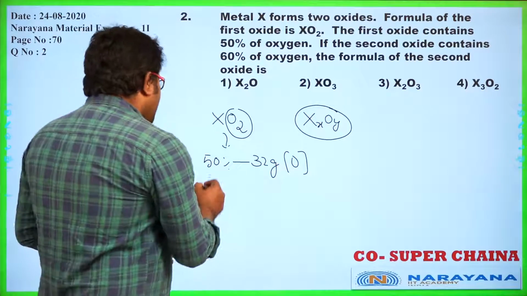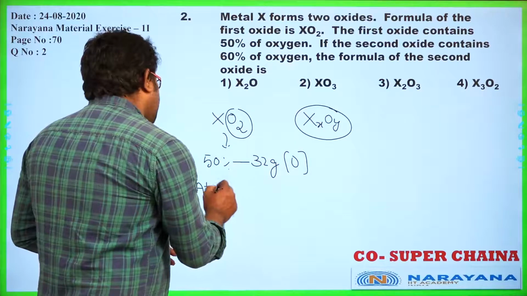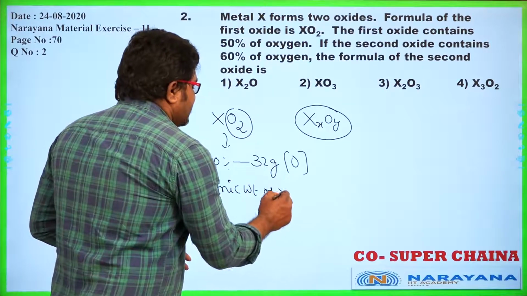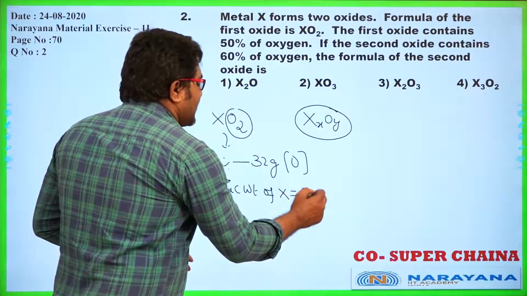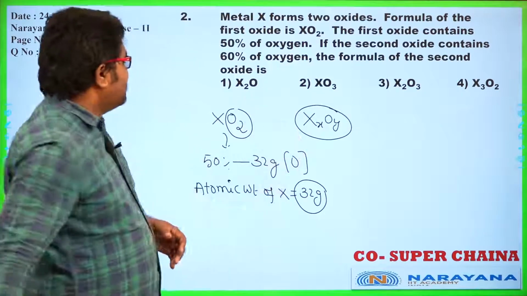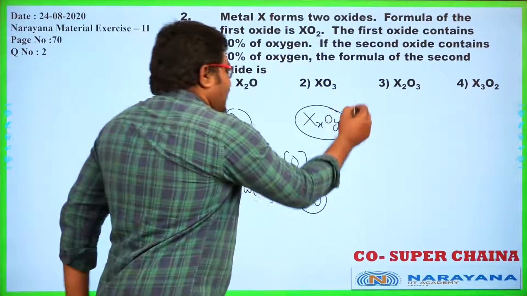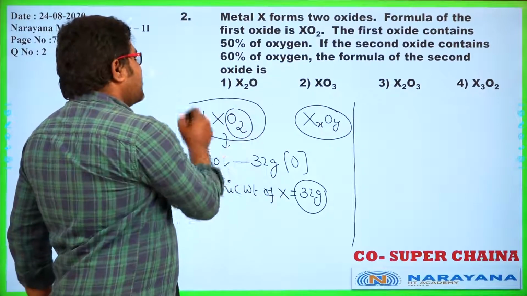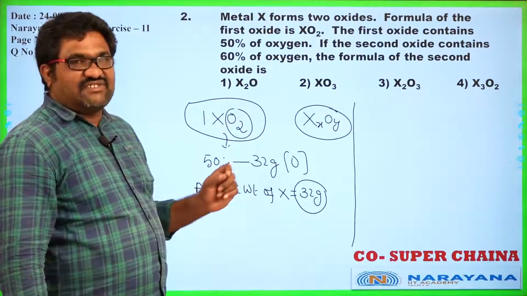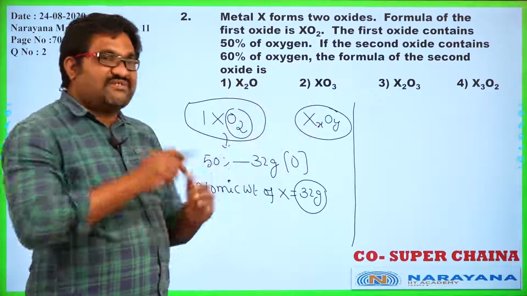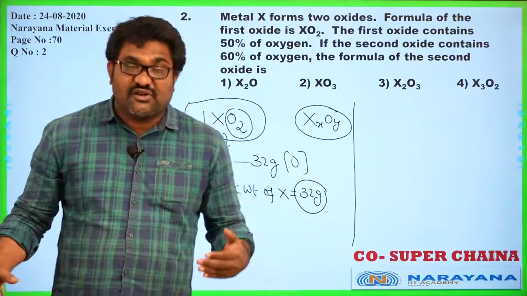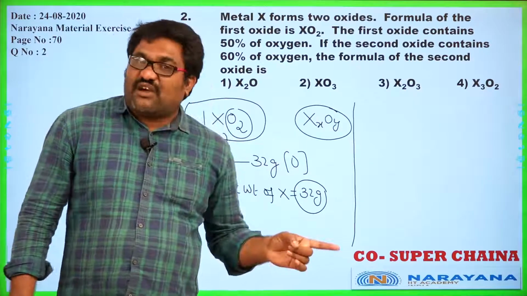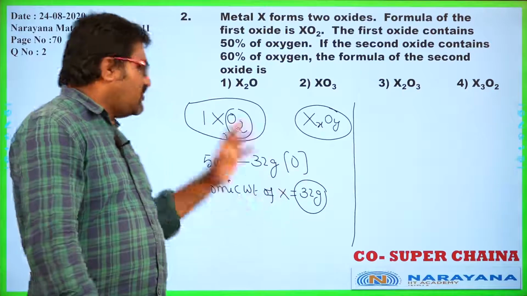So obviously the atomic weight of metal X is equal to 32 itself. Is it clear? 32 itself. How can we know this? In 1 mole of compound, 50% oxygen means 2 oxygen atoms are there, so 50% weight is 32 grams. The remaining 50% weight is only due to the metal X. So definitely only one metal atom is there in 1 mole of that compound, so the atomic weight should be equal to 32.